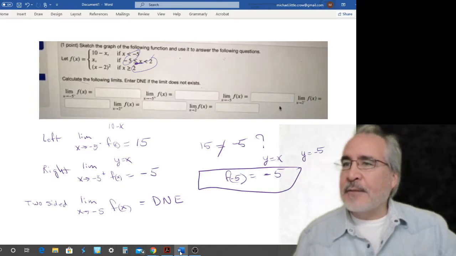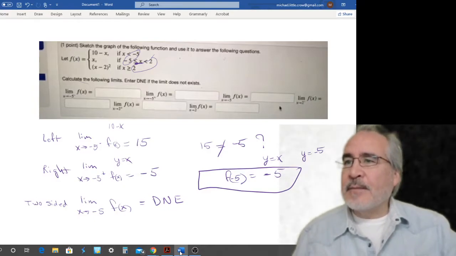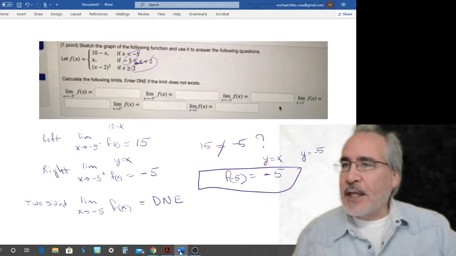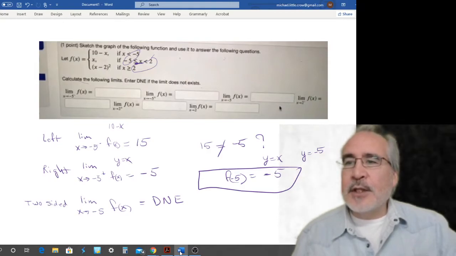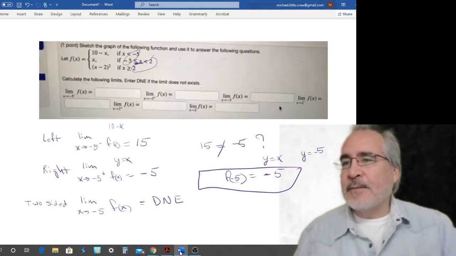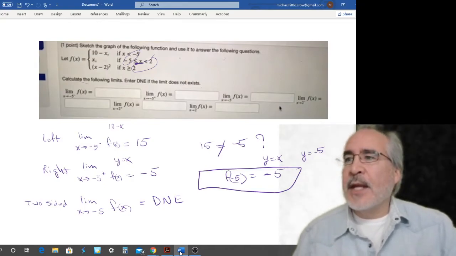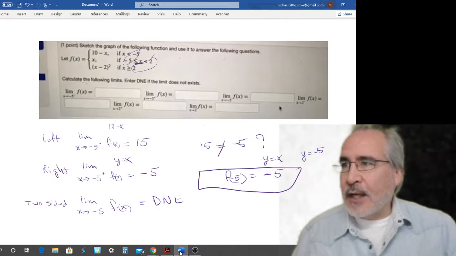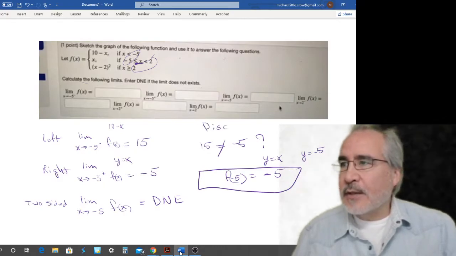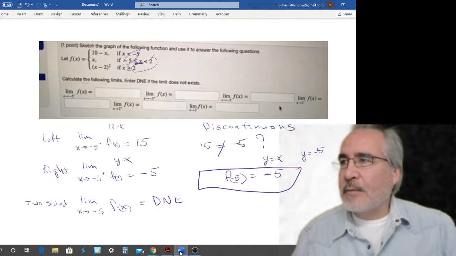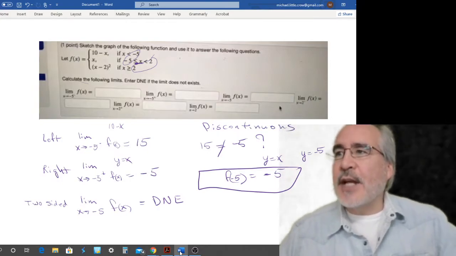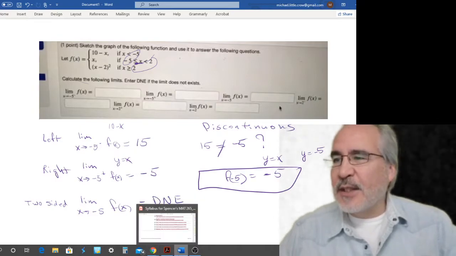It is -5. We have a left limit at -5, which is 15. We have a right limit at -5, which is -5. But we do not have a two-sided limit at -5. It does not exist because the left and the right are not equal. Okay, and this is a point of discontinuity. And again, we see that on the graph.